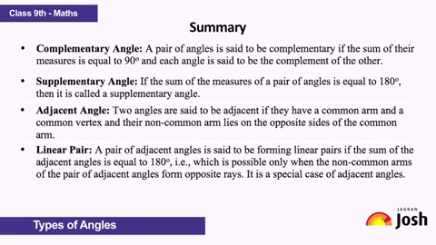Linear pair. A pair of adjacent angles is said to be forming a linear pair if the sum of the adjacent angles is equal to 180 degrees, which is possible only when the non-common arms of the pair of adjacent angles form opposite rays. It is a special case of adjacent angles. Vertically opposite angles are equal.